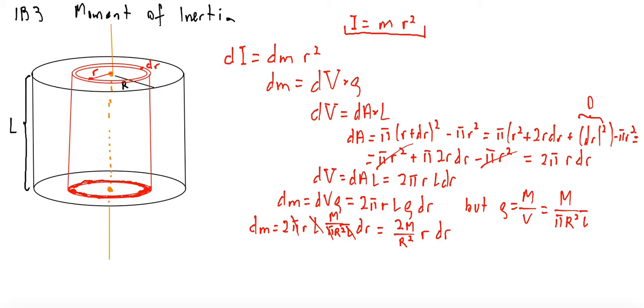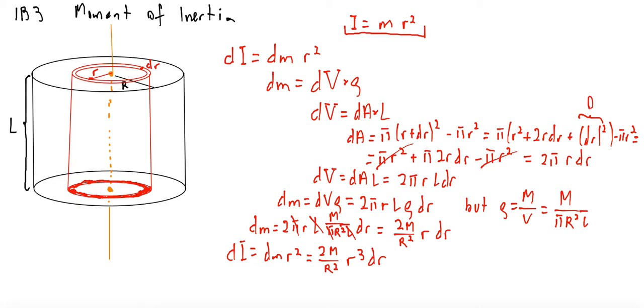And finally this dI is dm times r squared, so it can be written as 2m over R squared times r to the power of 3, because r2 and this r, dr. Oof, we are very close to the end. Okay, how to find I if dI is given?